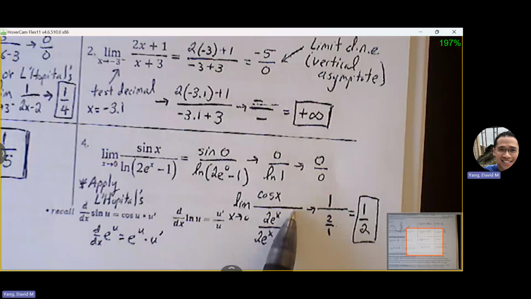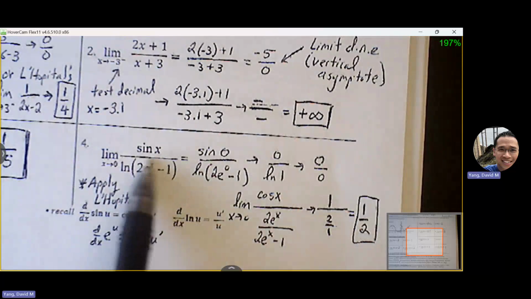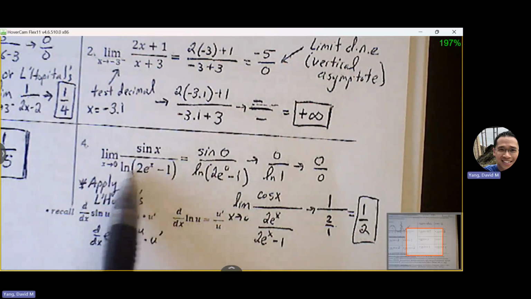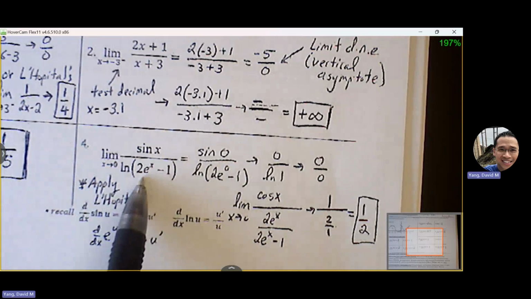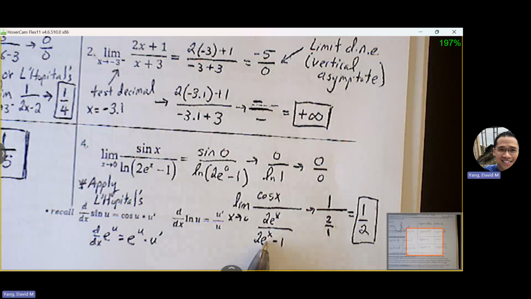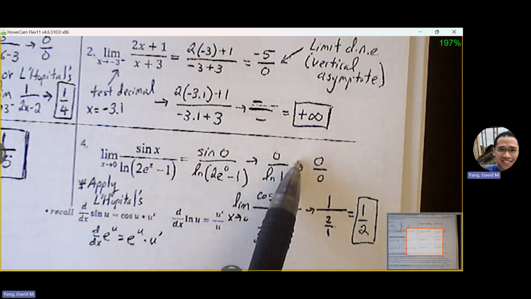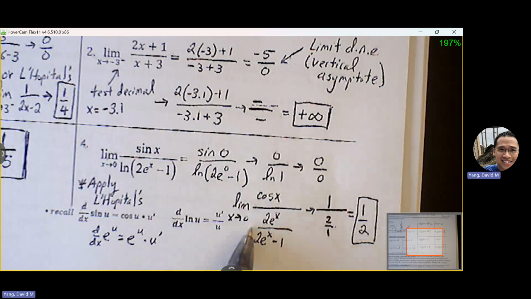So sine of x becomes cosine of x. This is my u value. So natural log of u becomes u prime over u. 2e to the x minus 1's derivative is just 2e to the x. The u value is just the original value. Now that we have our derivative version of our expression, replace every x with 0 and see if that will lead us down to a real number instead of 0 over 0. So cosine of 0 is 1, 2e to the 0 is 2, 2e to the 0 is 2, 2 minus 1 is 1. So 1 over 2 over 1, or 1/2.